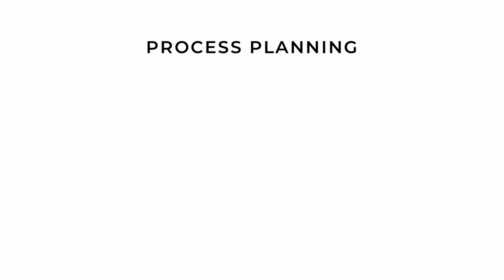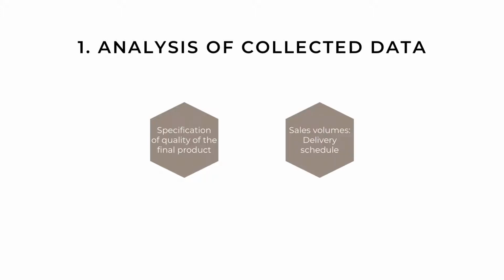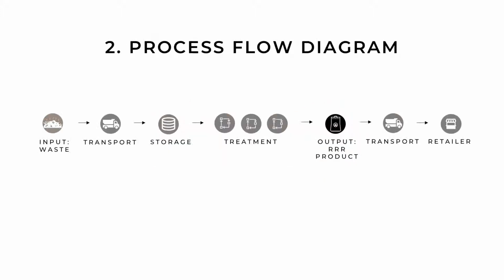In week 1, I introduced you to carrying out your RRR process planning. You started with the analysis of the data that you developed in previous modules for specifying the quality of the final product and the sales volume. Also, you prepared a first draft of your process flow diagram, considering not only treatment but also transport and storage.